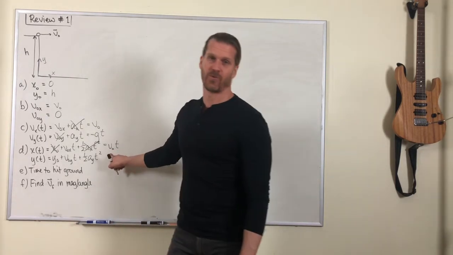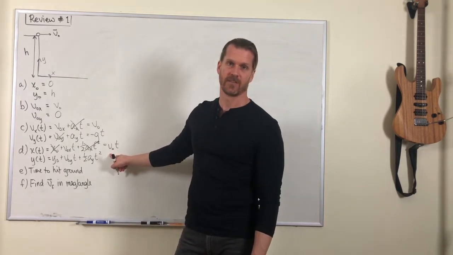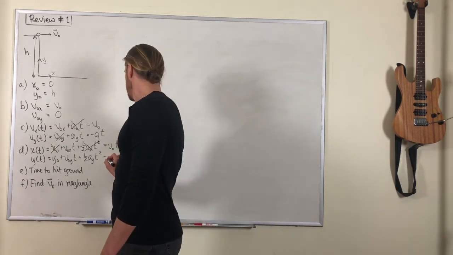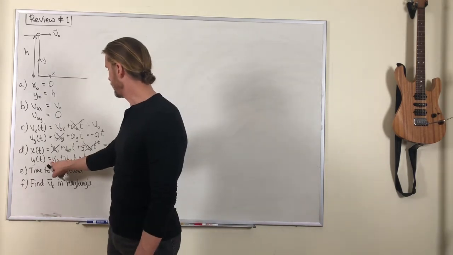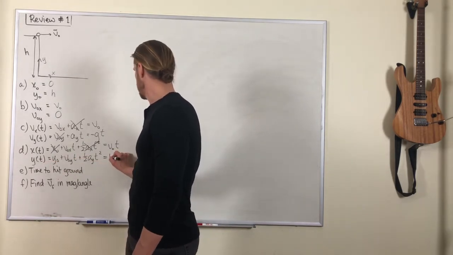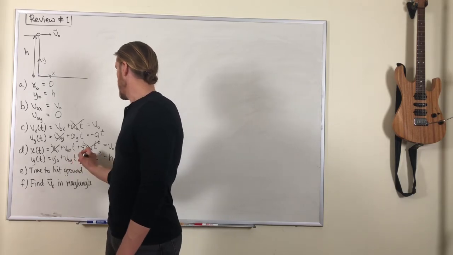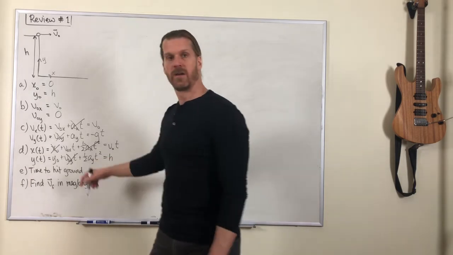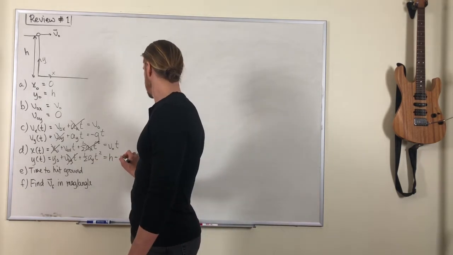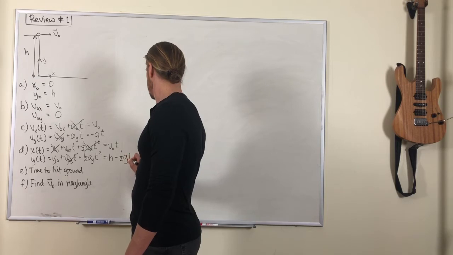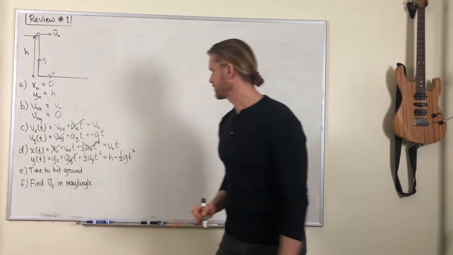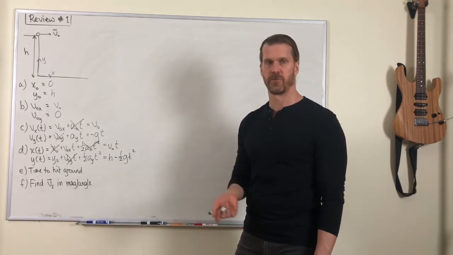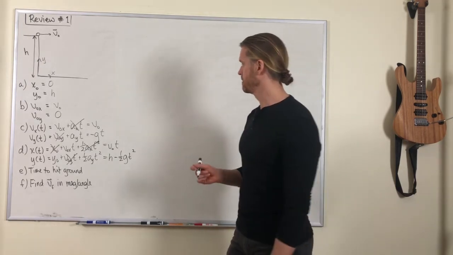which is just the equation for distance traveled at a constant speed. The y component, y0 is h, v0y is 0, and ay is minus g. So those are our equations for the components of the position as a function of time.